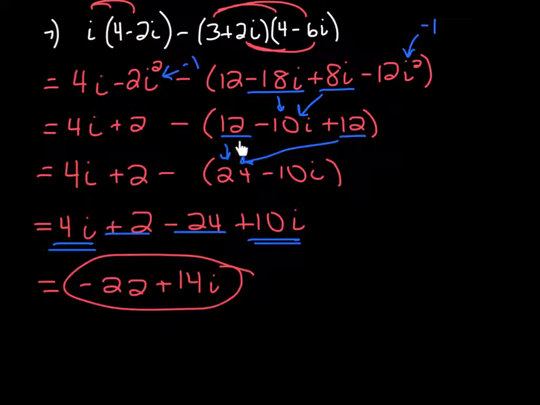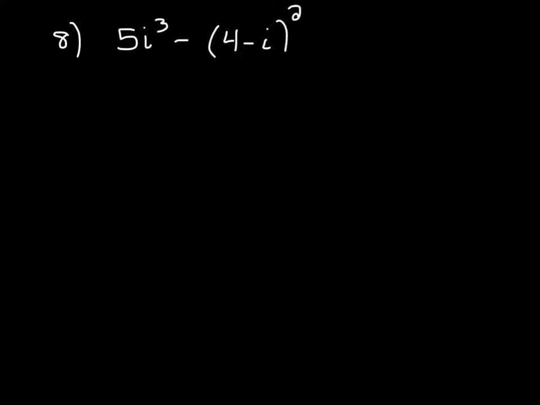Okay, so now what I did was, I actually just combined like terms. I now combined the +12 and this +12 to give me +24. And I wanted to get rid of these parentheses here, so I distributed the negative to both terms, giving me -24, and then +10i. And then to finish, I just combined my whole numbers, the real component, to give me -22. And when I combined my imaginary components, that gave me +14i.